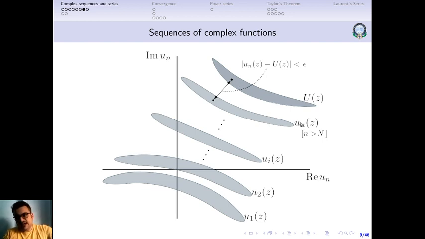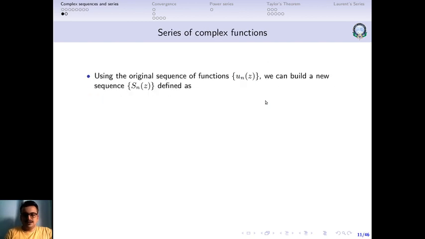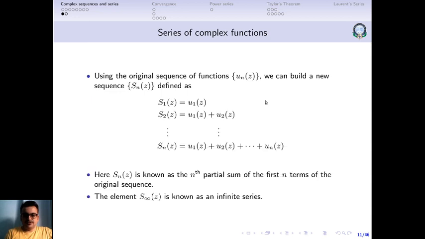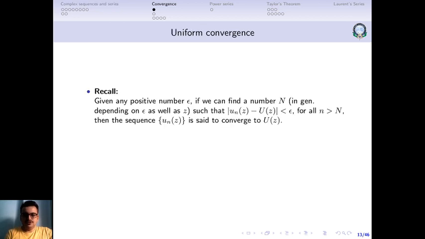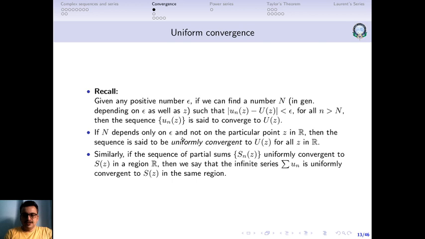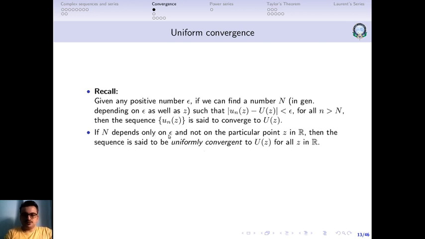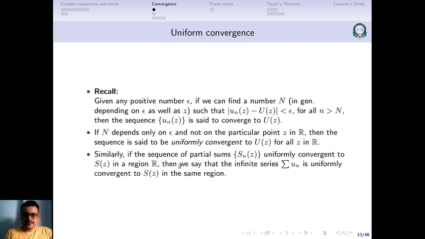But if it happens that this n is independent of the z value that we have chosen, then we say that the series converges uniformly. That is the concept of uniform convergence. So if this n depends only on epsilon and not on the particular point z in R, that is, the region of convergence, then the sequence is said to be uniformly convergent to U of z for all z in R.